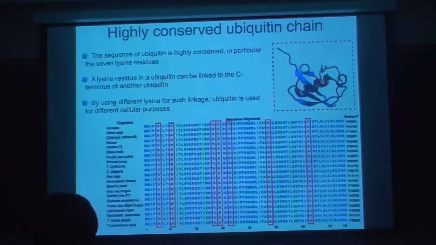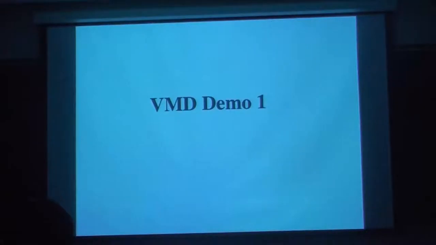Here we have it again, sort of. And here you see that in all the different kinds of species, all these seven lysines that are forming the address label are all conserved. And there are a lot of similar or conserved amino acids in all those different species, from the amoebae all the way to C. elegans, almost like human. And so it's a very, very conserved and old protein.